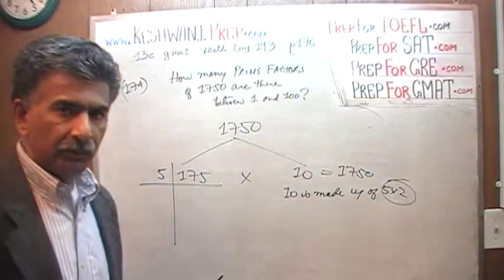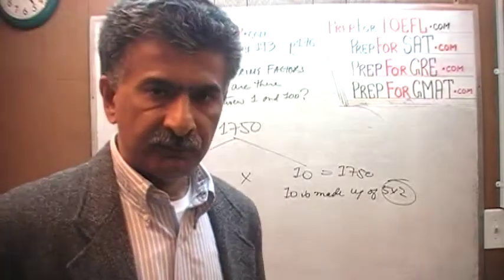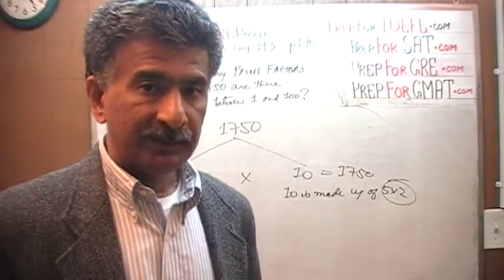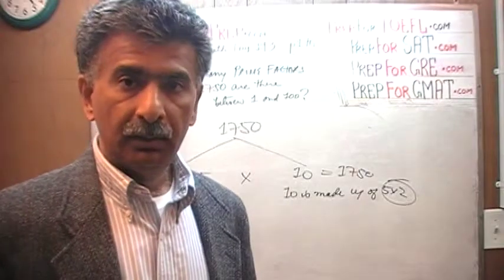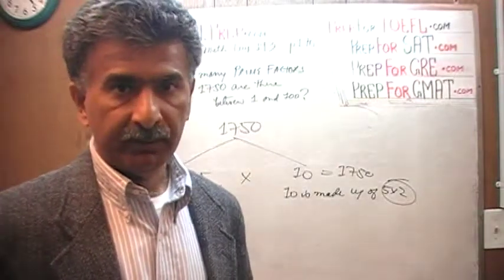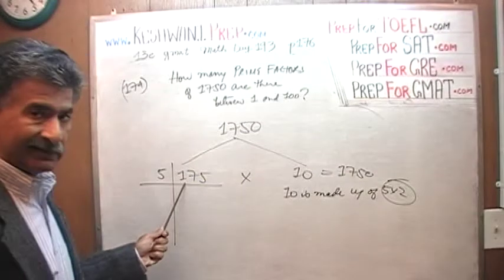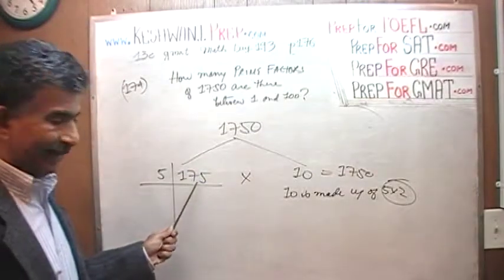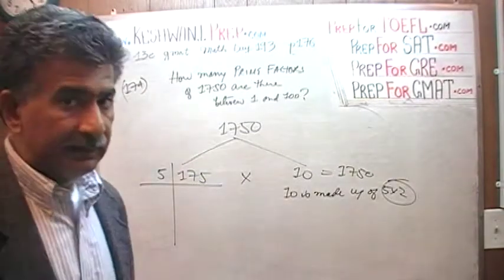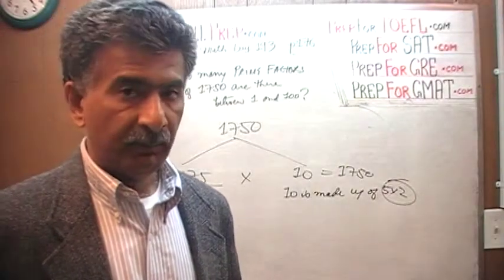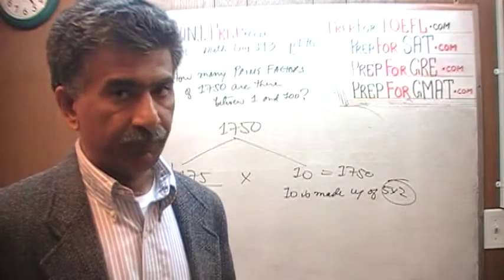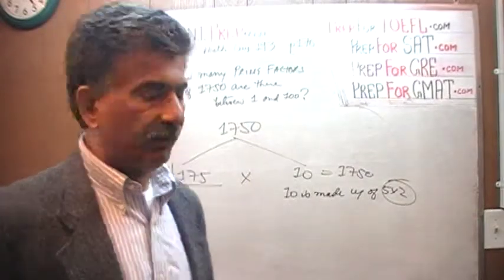Because how do we know if a number is divisible by 3? If the sum of the digits of that number is divisible by 3, then the number itself is divisible by 3. Here we have 175. 1 plus 7 is 8. 8 plus 5 is 13. 13 is not divisible by 3. And therefore, 175 will not divide evenly into 3. So we can skip 3, we go to 5.